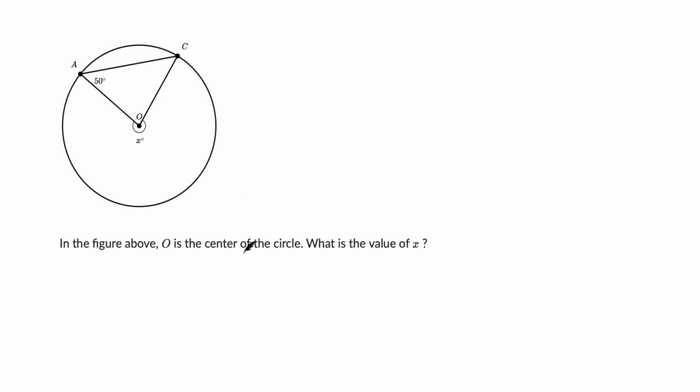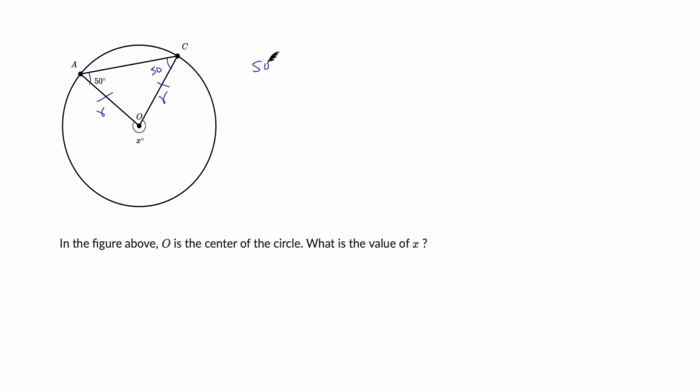Another question. In the figure above, O is the center of the circle. What is the value of x? If O is the center, we have got two radii over here and we are basically looking at an isosceles triangle. If you can figure this out, I think we are done. So if it's an isosceles triangle, then two angles are equal. That means if this is 50, this should be 50 as well.